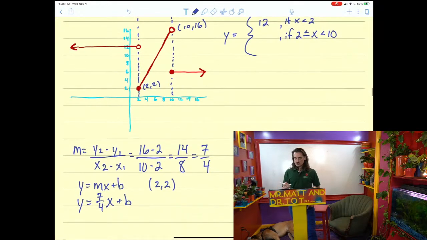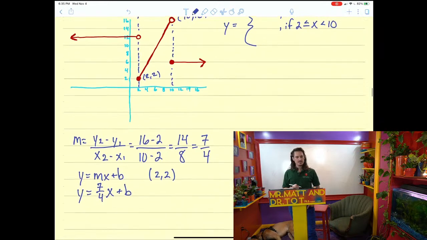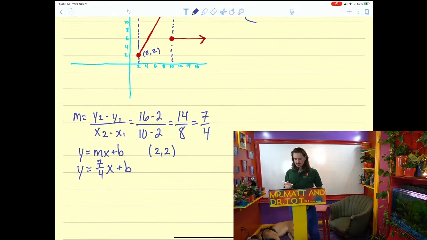So if we know that (2, 2) occurs on this line, because we can see that it does, then we can plug in 2 for y, and we can plug in 2 for x. 7/4 times 2, and we can solve for b here. So remember, 2 can be written as a fraction, as just 2 over 1, if that makes it easier to understand what's going on. 7 times 2 is 14, so this is 2 is equal to 14 over 2 plus b.